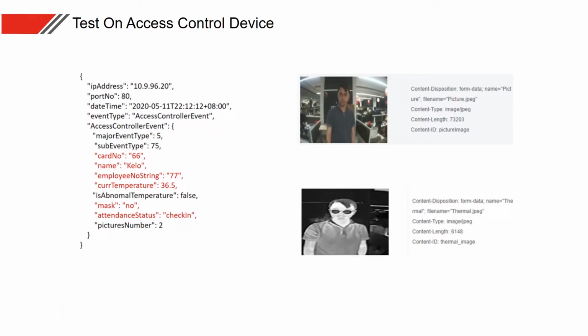You will get whether it's abnormal temperature or not. You will also get the mask status, whether the person is wearing a mask or not. And if you set the attendance status, for example, check-in, check-out, break-in, or break-out, you can also get this kind of information from the real-time events. So you can see this is the JSON format. After the device sends the event to you, your platform can parse this JSON data and get the data you want.